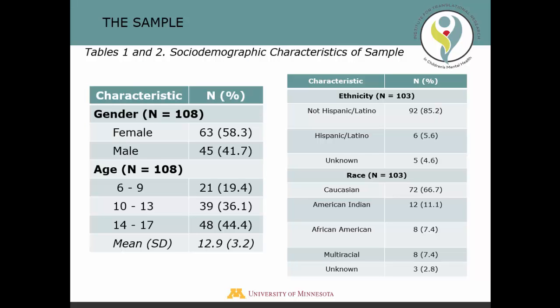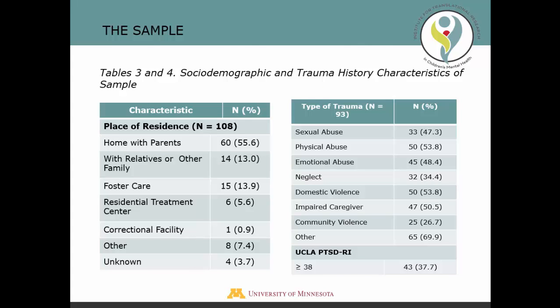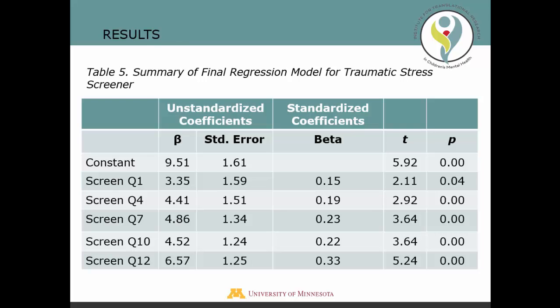Section 5. Empirical Support. The overall sample consisted of 108 youth seen in community and mental health settings. Here, the sample is broken down by sex, age, ethnicity, and race. Tables 3 and 4 break down the samples by place of residence and trauma history characteristics. The research team ran a number of regression models to find the items that explain the most variance in the model. These 5 questions were best able to predict a clinically significant score on the UCLA PTSD-RI-4 diagnostic tool. In other words, these 5 questions identified traumatic stress symptomology nearly as well as the full UCLA diagnostic tool, but have the benefit of being much more brief.